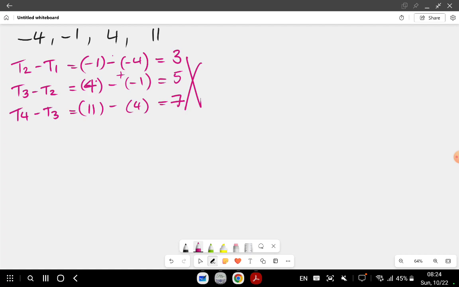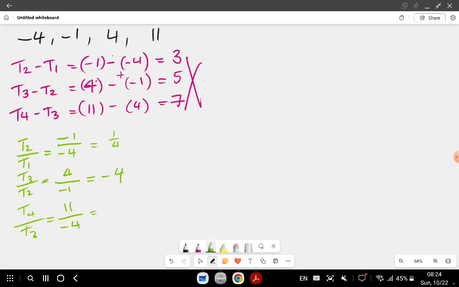So now I'm going to check if it's geometric. If it's geometric, I'm going to say term 2 divided by term 1, which is negative 1 divided by negative 4, gives me 1 over 4. Term 3 divided by term 2 is 4 divided by negative 1, which gives me negative 4. Term 4 divided by term 3 gives me 11 divided by 4, which is also not the same. So it's not geometric either. What are we going to do?